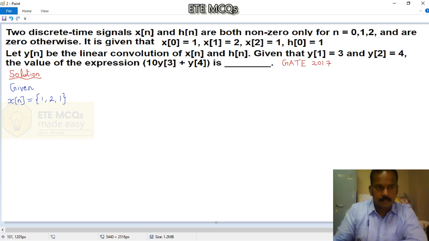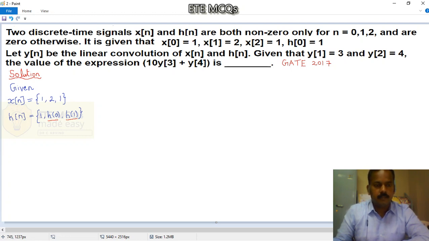And what is h of n given for us? Only h of 0 is given. So h of n is equal to h of 0 is 1, and h of 1 and h of 2 are not given. So let us take them as h of 1 and h of 2. These two are unknown. We are supposed to find these two, both of which are unknown.